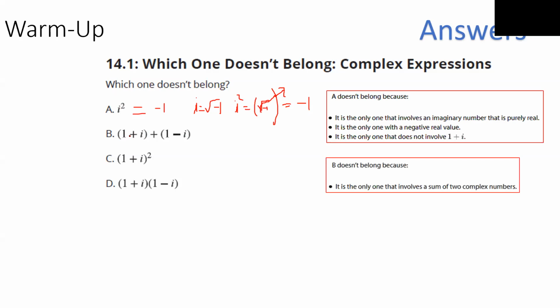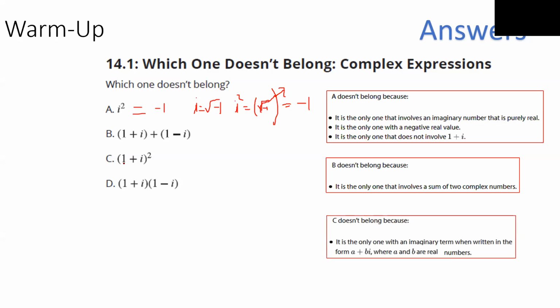B doesn't belong because it's the only one that involves a sum of two complex numbers. Here you have a complex number plus a complex number. This one doesn't have that, and this one doesn't have that either. So that's why B doesn't belong. C doesn't belong because it is the only one with an imaginary term when written in the form a plus bi, where a and b are real numbers.